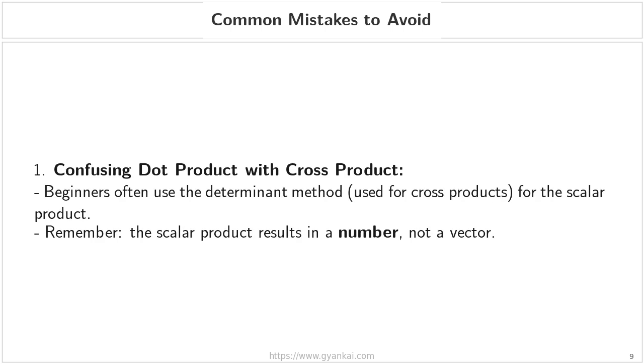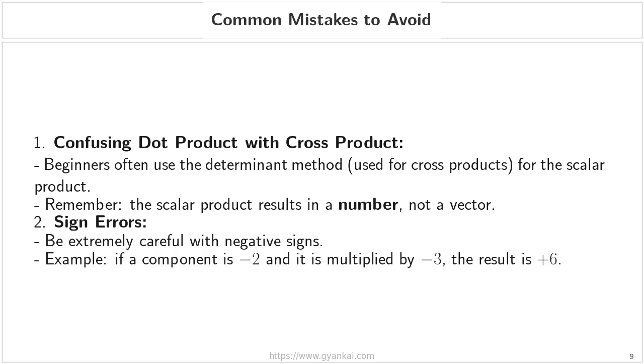First, be careful not to confuse the dot product with the cross product. I have seen many students attempt to use the determinant method, which we use for finding the cross product, when they are actually calculating a scalar product. Always remind yourself, the scalar product results in a single number or a scalar and never a vector.